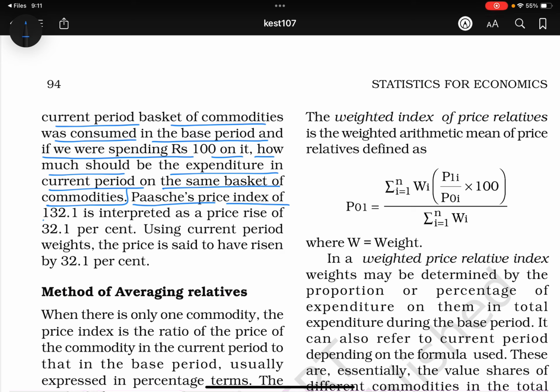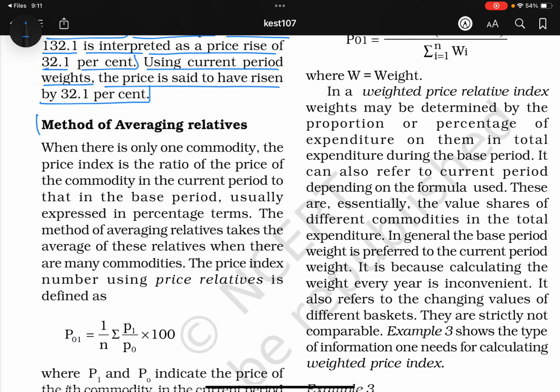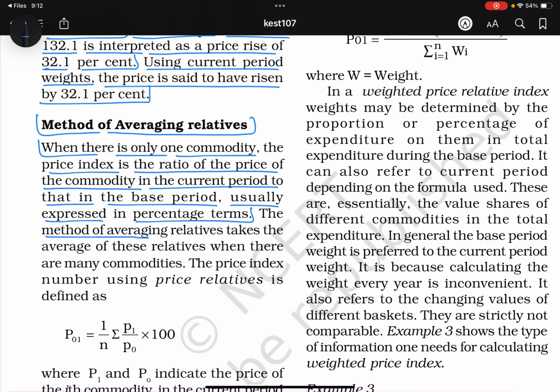Purchase price index of 132.1 is interpreted as a price rise of 32.1%. Using current period weights, the price is said to have risen by 32.1%. Method of averaging relatives. When there is only one commodity, the price index is the ratio of the price of the commodity in the current period to that in the base period, usually expressed in percentage terms. The method of averaging relatives takes the average of these relatives when there are many commodities.